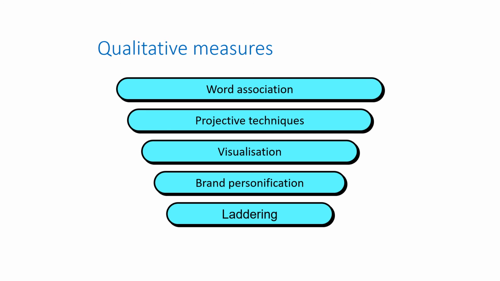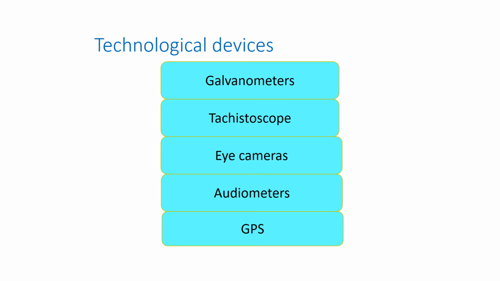Qualitative measures. You have word association. You have projective techniques, visualization, brand personification, and layering. And technological devices, galvanometers, tachistoscope, eye cameras, audio meters, and GPS. Again, can monitor data and information.